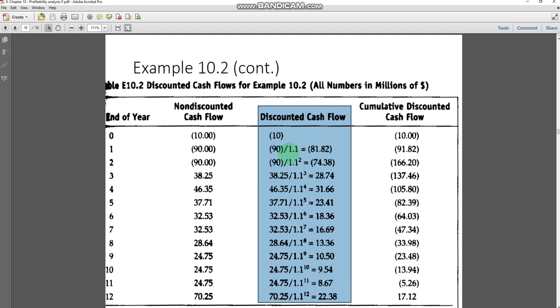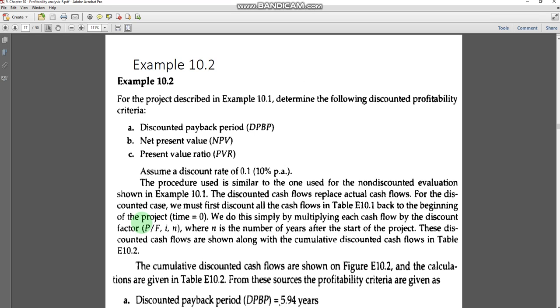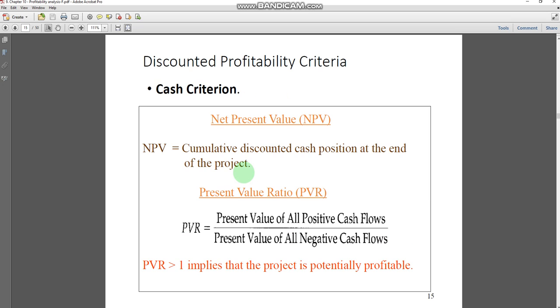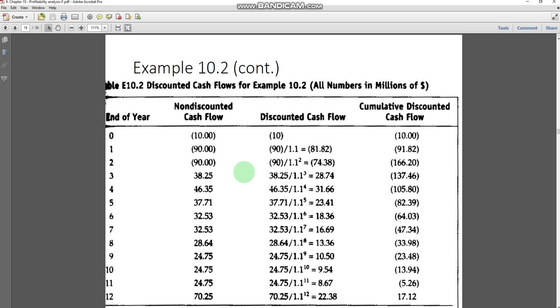Okay, so what we can do here is simply use this equation: P divided by F is equal to 1 divided by (1 plus i) to the power n. So you can get this equation here. That is equal to F divided by (1 plus i), where i is the interest rate, to the power 1. Okay, so you can have the new value for the discounted flow.